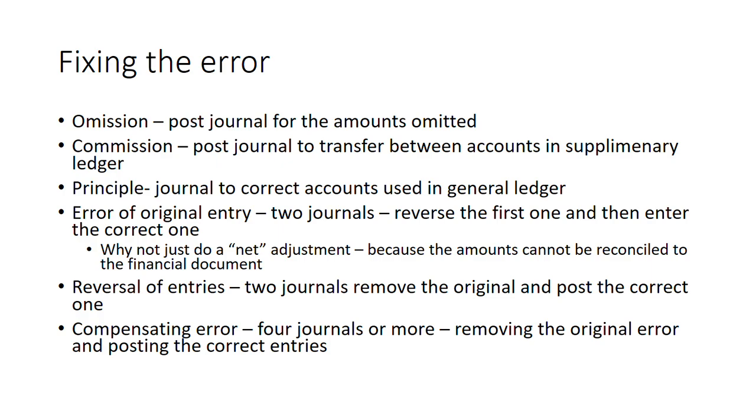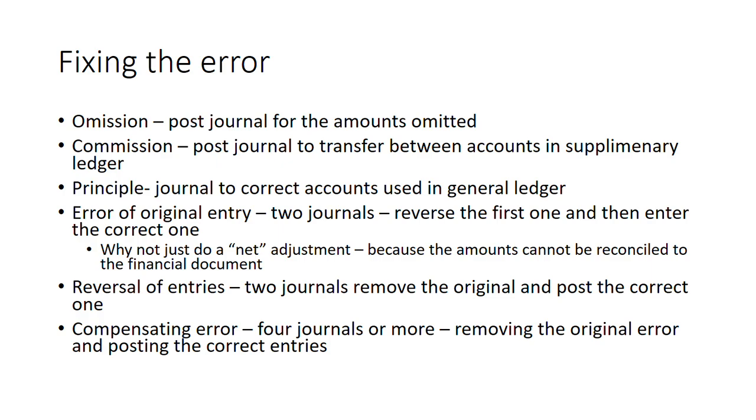So that's the reason why over the page in 108 you'll see how they're then posted into the sales ledger in there, and there's two entries into the general ledger that just cancel each other out. So that's the error of commission. We've not really changed the general ledger account, but we have changed the supplementary ledger.